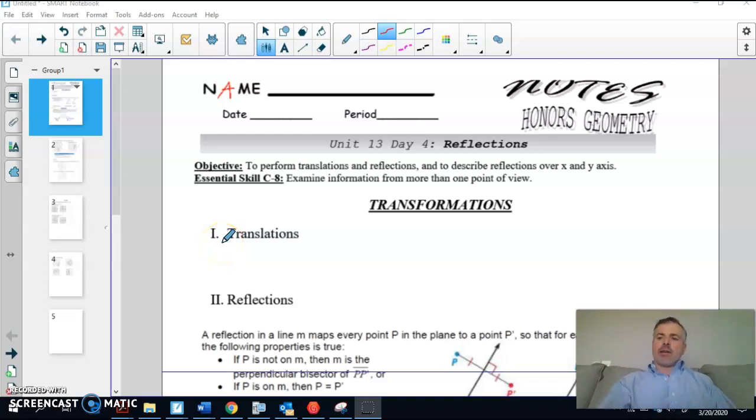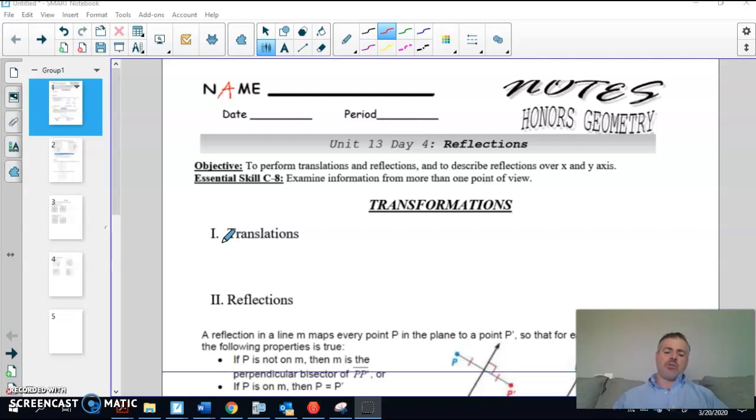Hey gang, welcome back. So like I said in the previous video, what I'm going to do now is go over the notes today to explain this new transformation of a reflection. Again, I don't have the printed out version or the completed version in there, but I do have the blank version in your file folder there. So you could print it out, fill them in, or you could just simply follow along. Choice is up to you.